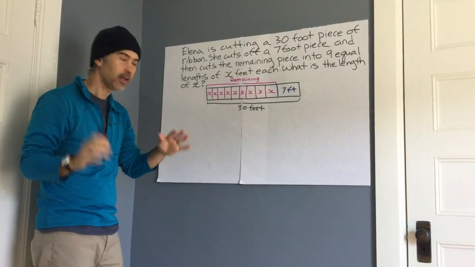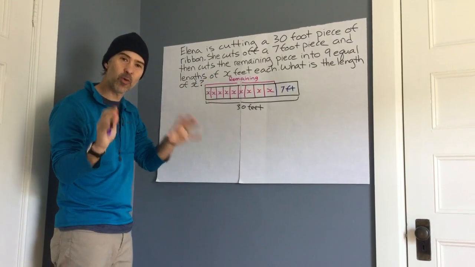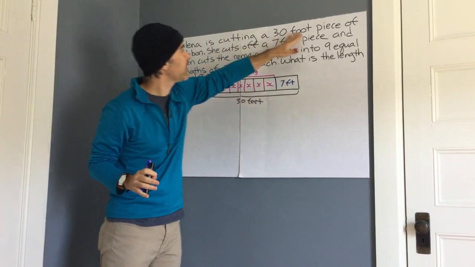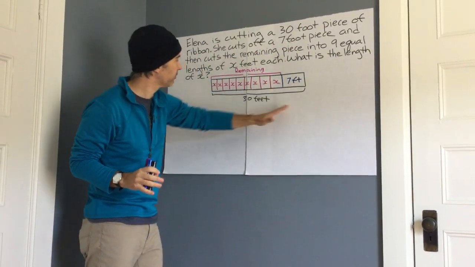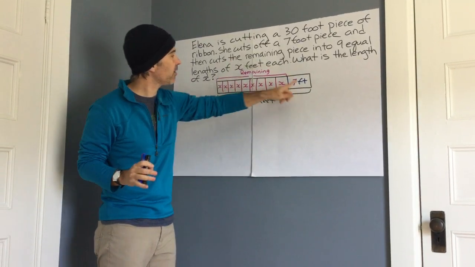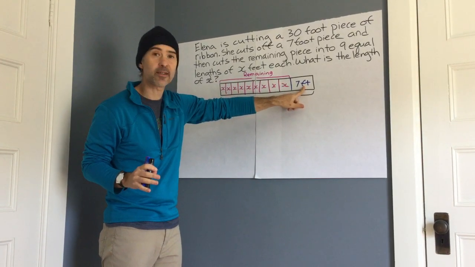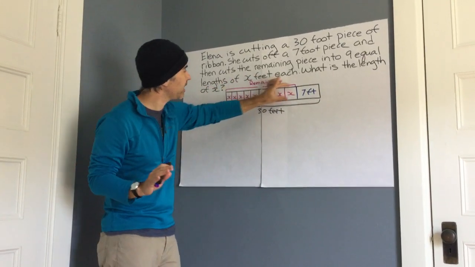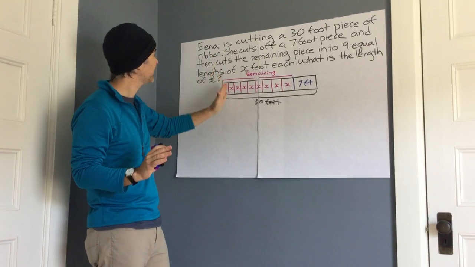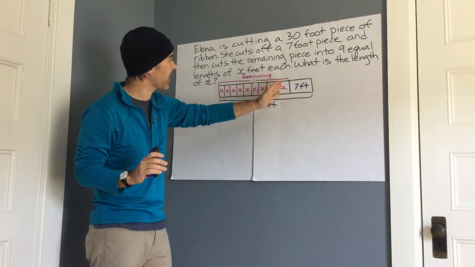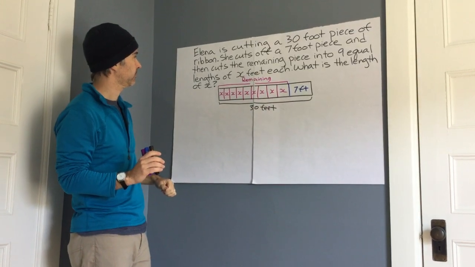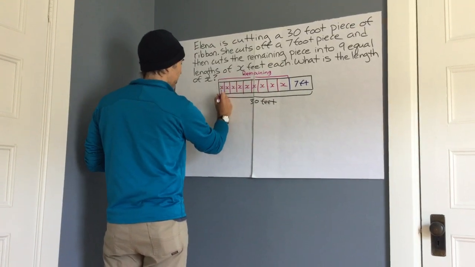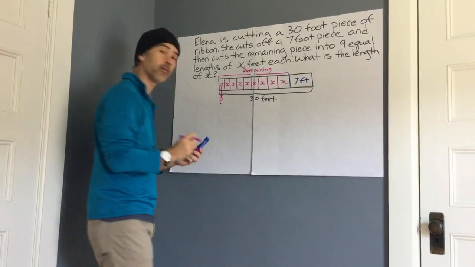So, let's just take a minute. Does my tape diagram, my visual model, represent this problem? Well, she has 30 feet of ribbon. There's my 30 feet of ribbon. She cuts off a 7-foot piece, but that's part of the 30 feet. She takes the remaining piece, that's this part, and breaks it into 9 equal lengths of X feet. I want to know what each of these X's is in terms of feet.